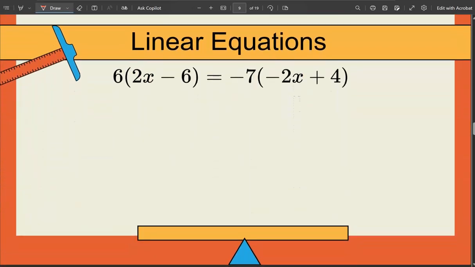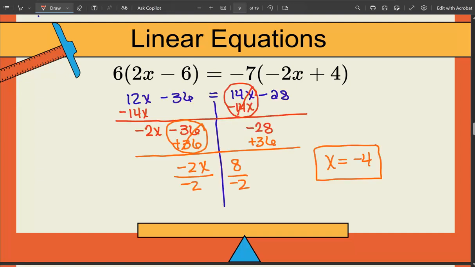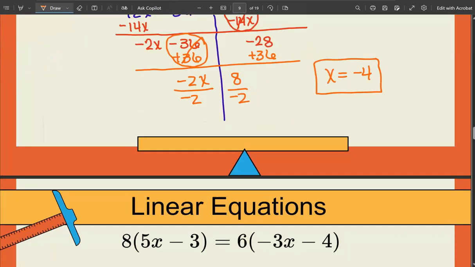You can pause the video and try this one. Come back and check your answer. Okay, so hopefully you got x is equal to negative 4 for this one. Just because we've introduced all real numbers as a solution, and the infinite number of solutions and the no solutions, we can still have equations that have one solution. So they're just all kind of mixed in between here.